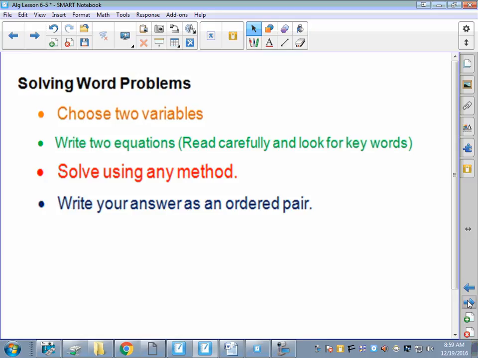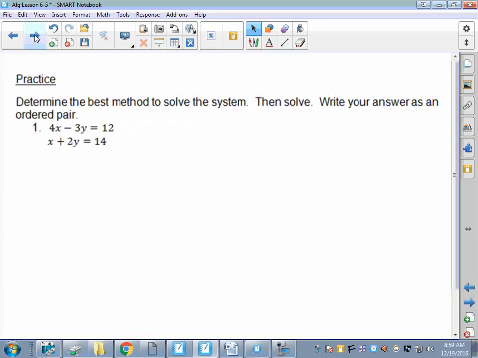Let's skip problem number 1. However, let's not skip it totally. Let's determine the best method to solve that system. Would you graph this system and find the intersection of the two lines? Would you do substitution? Would you get one of the variables by itself and put that equation into the other equation? Would you do elimination? If you did elimination, would you need to multiply? I personally would probably do elimination.